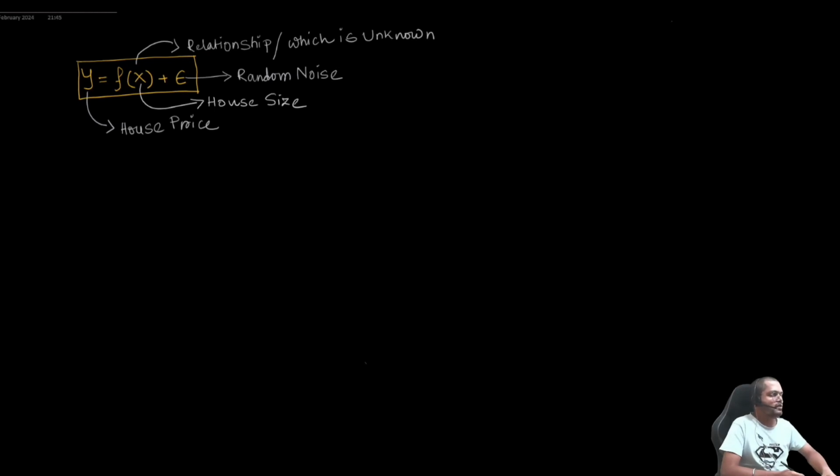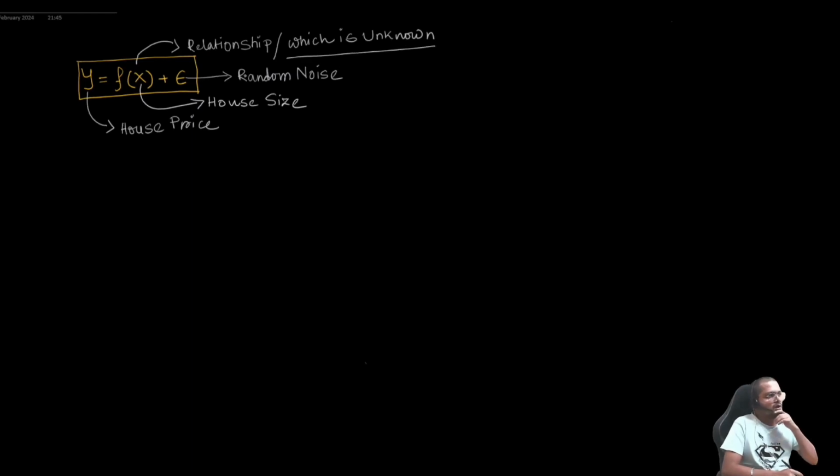So let's start with the real-time problem. If you see carefully here, I have written down one equation. What we are trying to show here is that we are trying to predict a house price given the size of the house. In a machine learning problem, we are trying to predict some variable, and the dependent variable and the independent variable have some kind of relationship, which is not known.